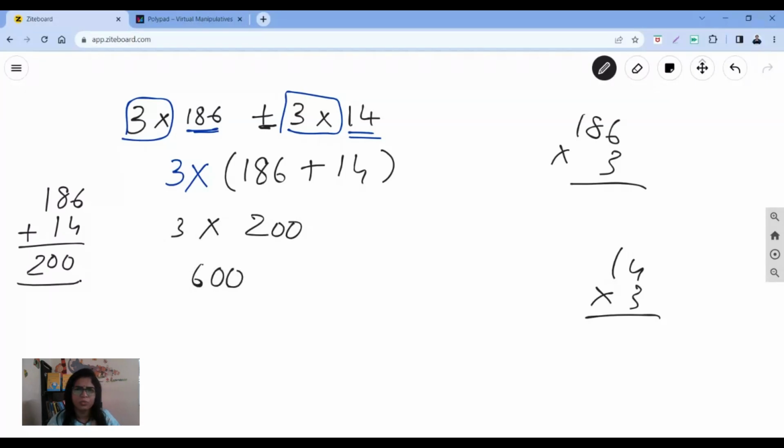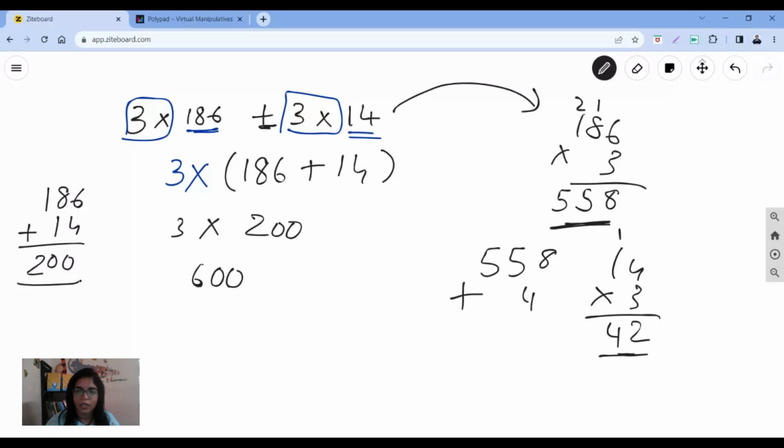Now let's try to do the usual way from here, right? Let's try to do 3 times 6 is a 18, 3 times 8 is a 24, 25, 3 times 2, 3 times 1 and plus 2 is a 5, 558. 3 times 4 is a 12, 3 times 1 is a 3 and 4. So we finished 3 times this one and this one. We're supposed to add both the answers. 558 plus 42. When we go to add, we are going to get 600.